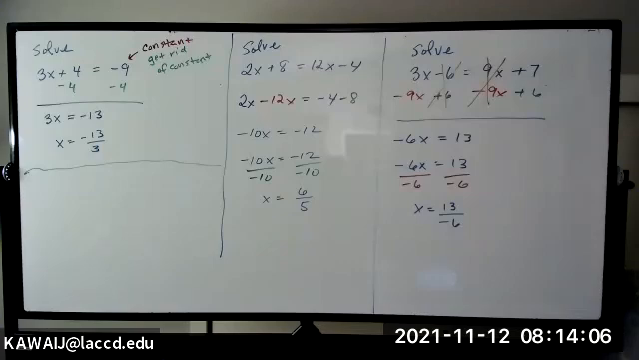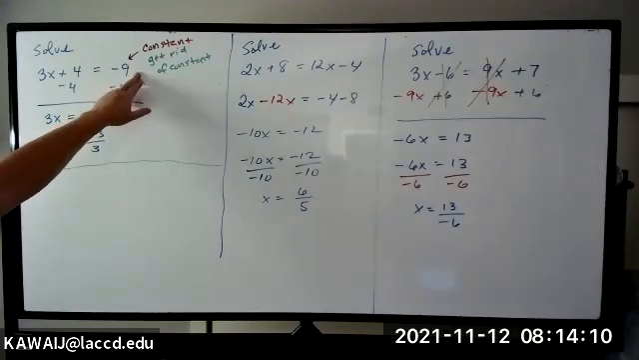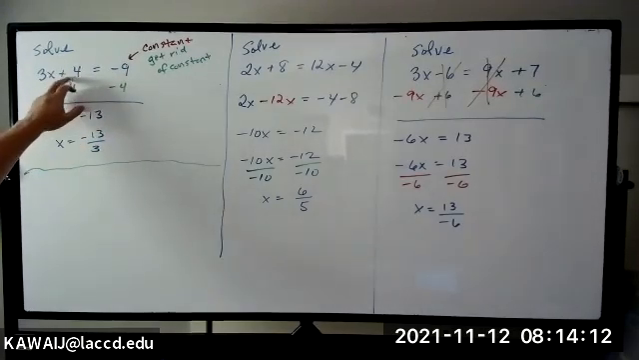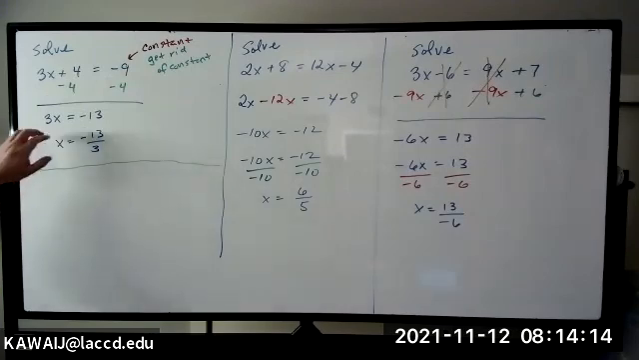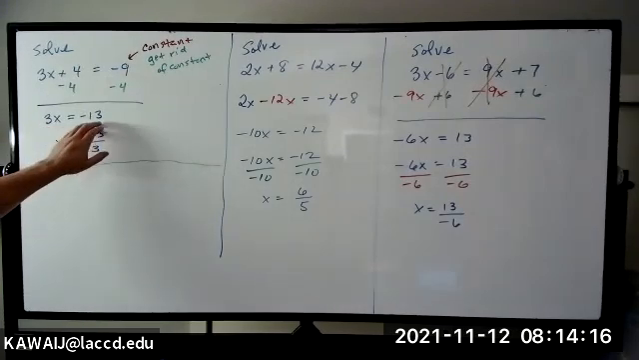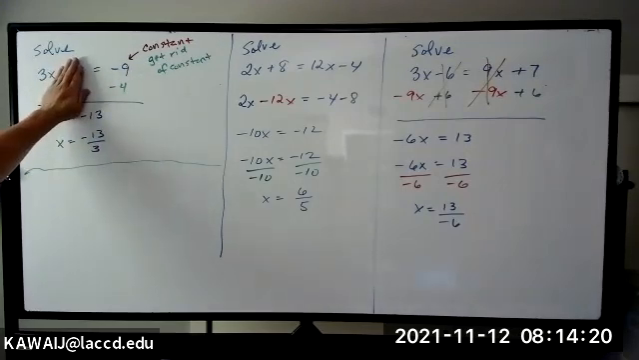Now, let's contrast this, right? So at this point over here, this was a constant, so we got rid of the constant. The reason why is that we wanted variables on one side and numbers on the other. So when I get rid of this, that's what we have. Variables on one side and numbers on the other.